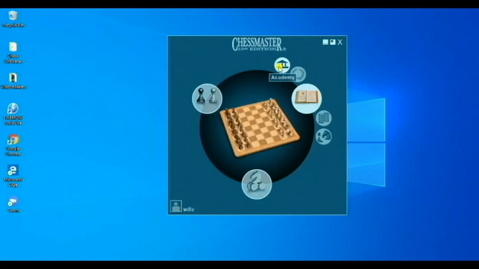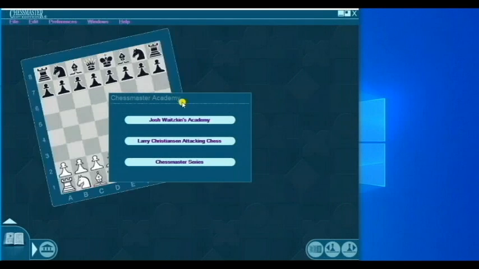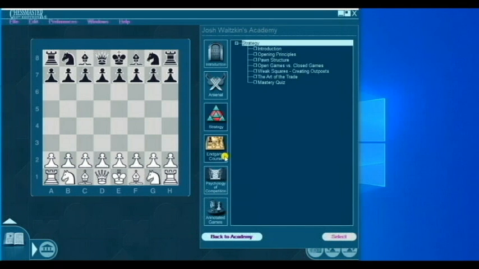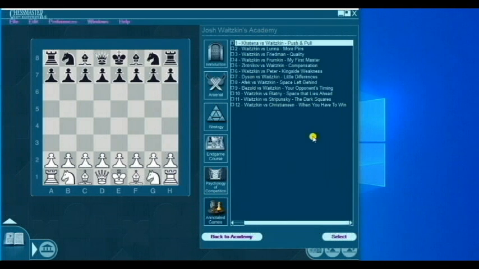And here if you go to Josh Waitzkin Academy, this is the best thing. In the Josh Waitzkin Academy, you can happily sit and learn. Welcome to chess, learning the chessboard, how to buy everything will be your arsenal, strategy, endgame, psychology of competition, annotated games. There is a lot to learn in Chessmaster 10th Edition. So you need to buy the software, then only you can learn.